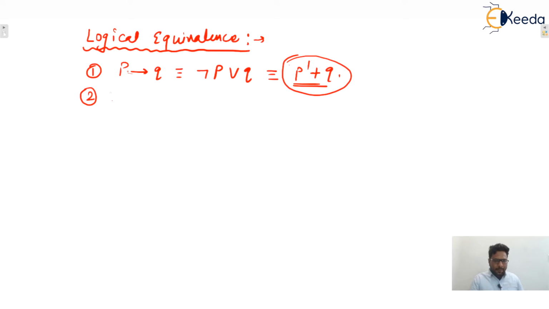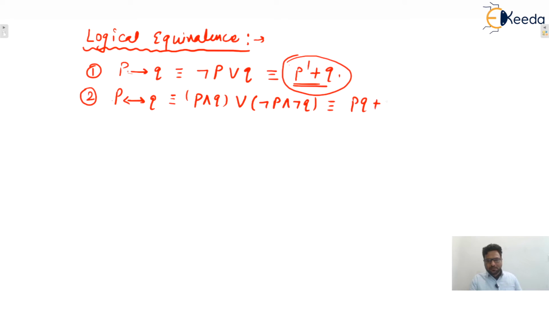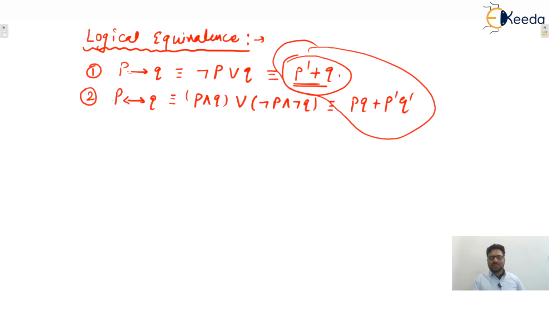Next one, P biconditional Q. That is equivalent to P and Q, or negation P and negation Q. So in Boolean algebra, we can write it like that: PQ plus P dash Q dash. These forms are important. We'll use the notations of Boolean algebra to solve the questions fast, because if you write logical OR and logical AND operators, they will take more time. These are the same only. Plus means logical OR and dot means logical AND.